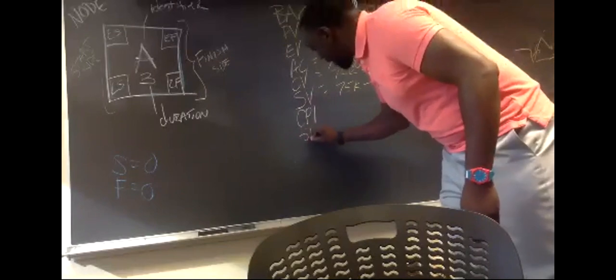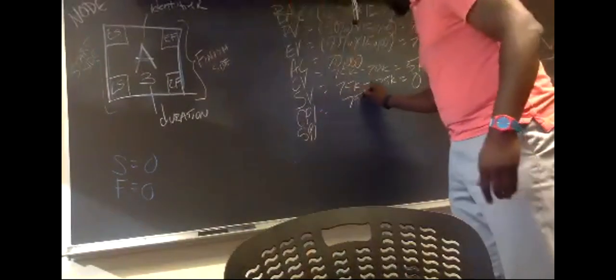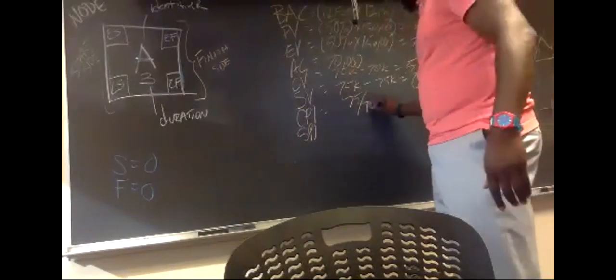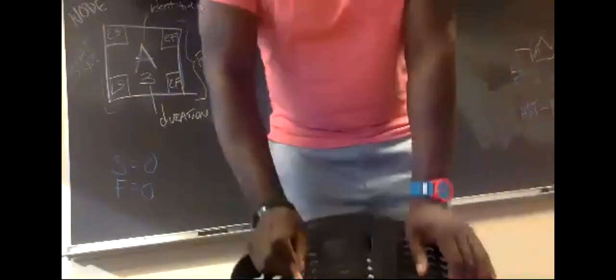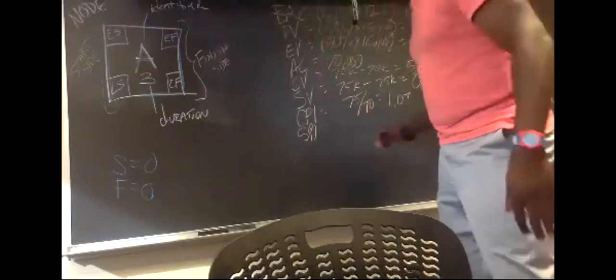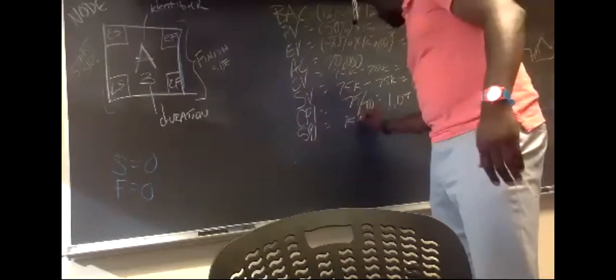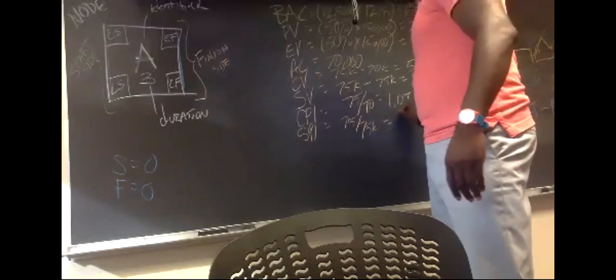Let's go to the next two, CPI and SPI. Formula for CPI: EV divided by AC. So we got 75K divided by 70K. We get 1.07. SPI equals EV divided by PV. EV, 75K, divided by PV, 75K. That equals 1.